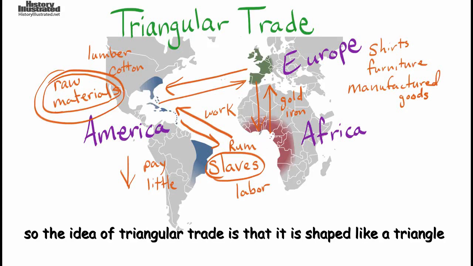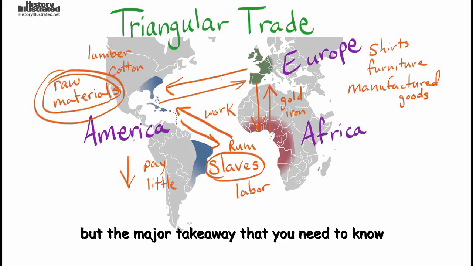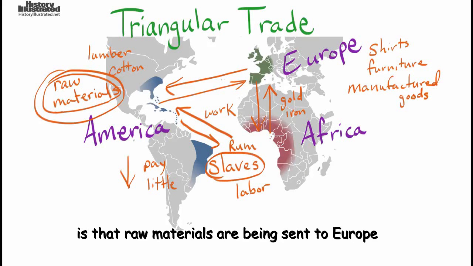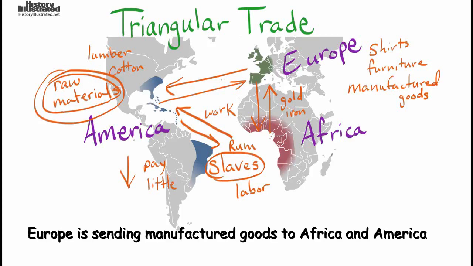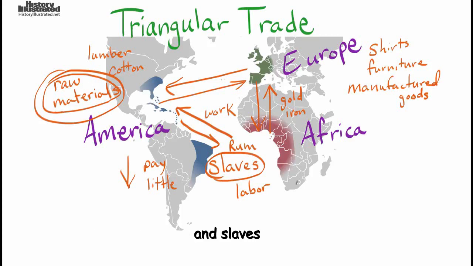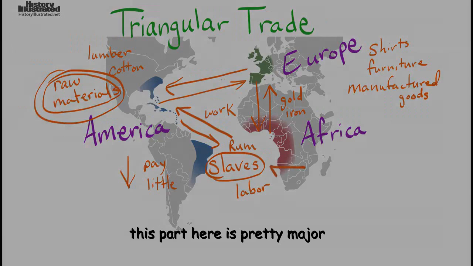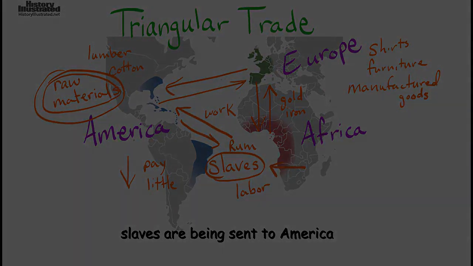So the idea of triangular trade is that it is shaped like a triangle, but the major takeaway that you need to know is that raw materials are being sent to Europe. Europe is sending manufactured goods to Africa and America, and slaves, this part here is pretty major, slaves are being sent to America.